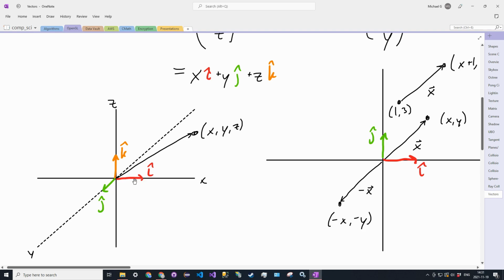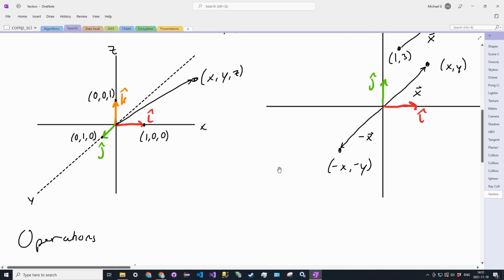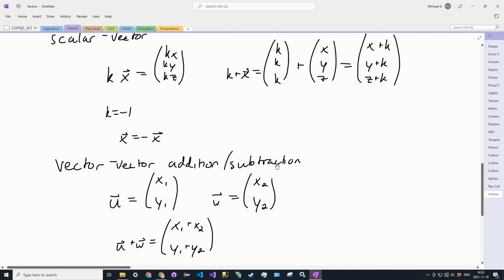The unit vector here points to the point 1, 0, 0. That's just the unit vector in the x direction. In the z direction, it points to the point 0, 0, 1 from the origin, and then in the y direction, it points to 0, 1, 0. So those unit vectors are still just vectors. They have special properties, meaning that they only go one unit in a direction.